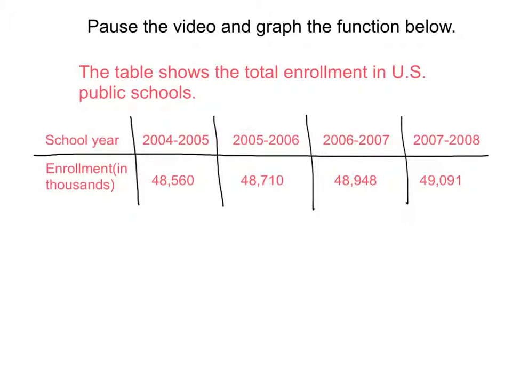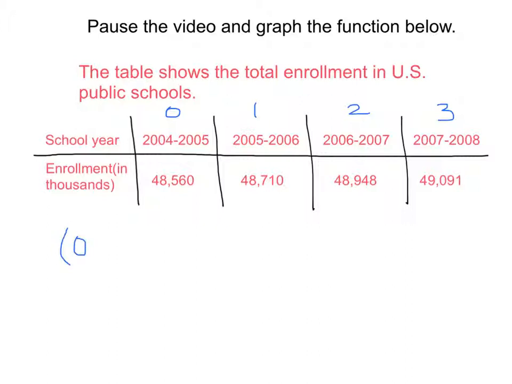The table shows the total enrollment in U.S. public schools. So here you have the school year, and then you have the enrollment in thousands. So I've already created the table. Now we just have to write our ordered pairs. And so we're actually going to represent the domains. Instead of using a time frame, we're just going to identify them in terms with 0, 1, 2, and 3.